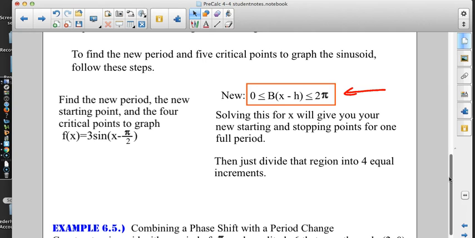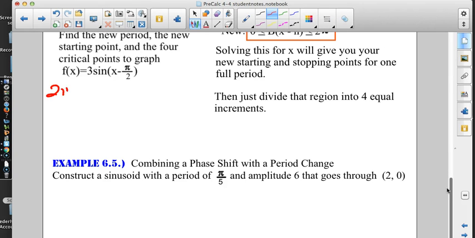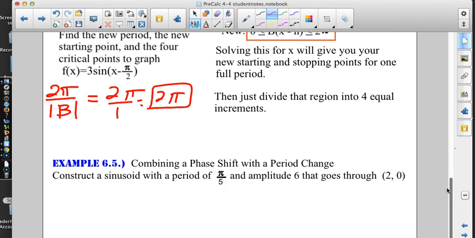So this one says we're going to find the new period, the new starting point, and the 4 critical points to graph 3 times the sine of x minus pi over 2. So let's start with the period. What's b in this one? It is 1. If there's nothing there, it's a 1. So we're still going to get 2 pi for our period. However, this one is not starting at 0, 0.